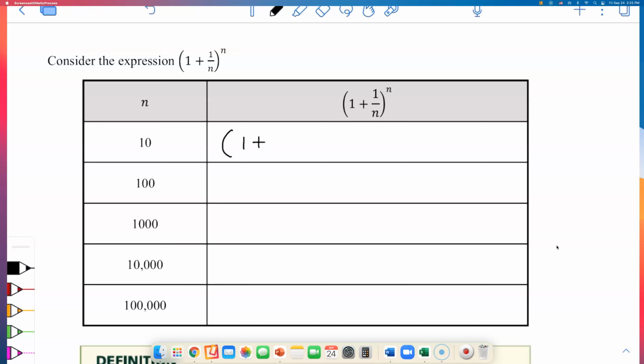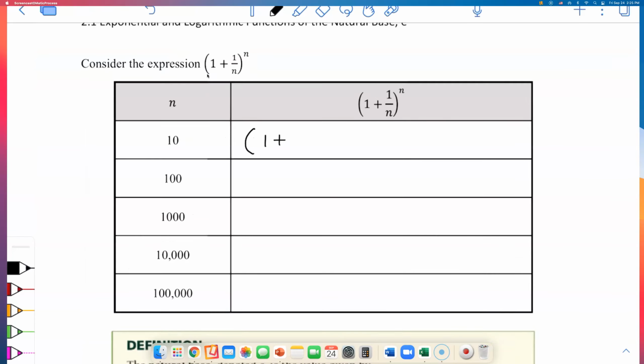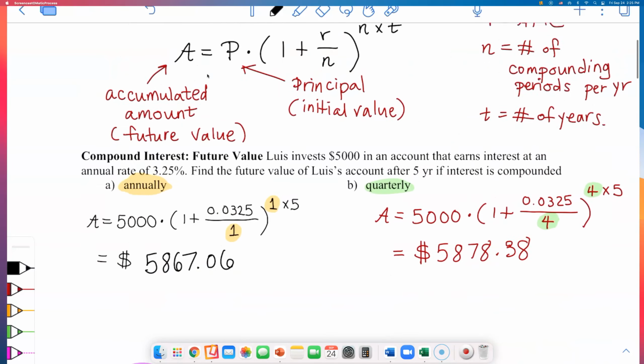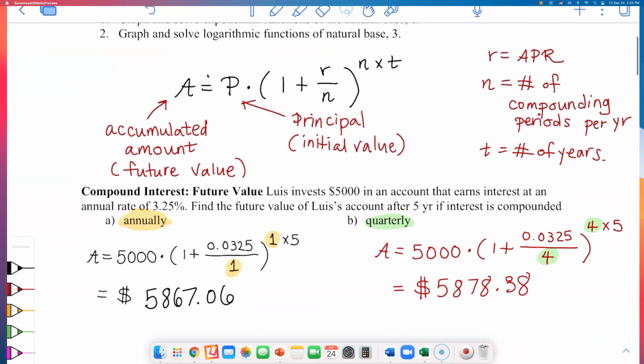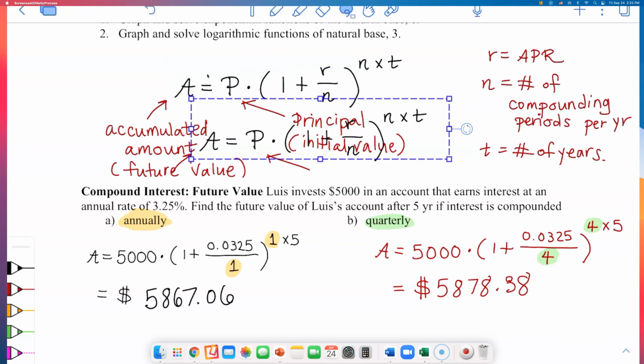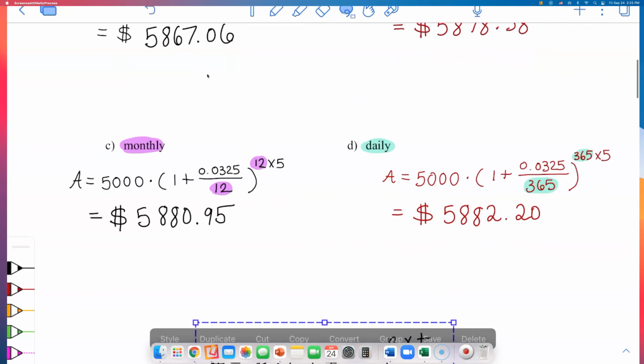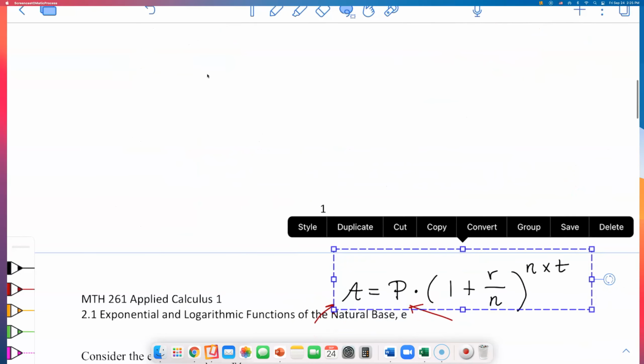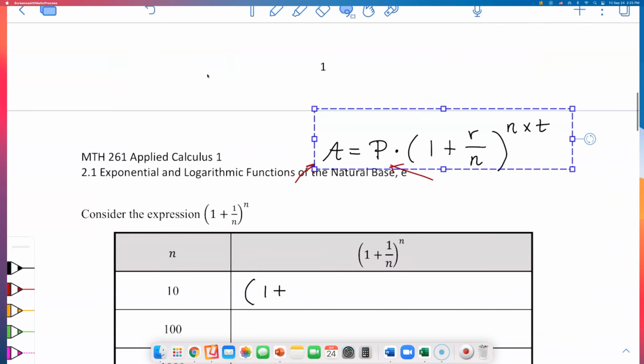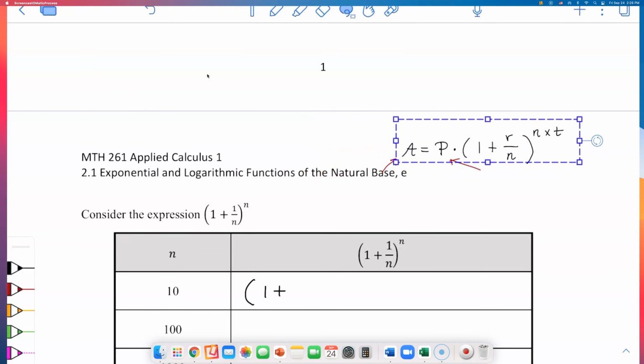We have to do 1 plus 1 over n. This piece came from the compounding interest formula. Let me copy this down there and duplicate it. I want to talk about where that fraction came from.